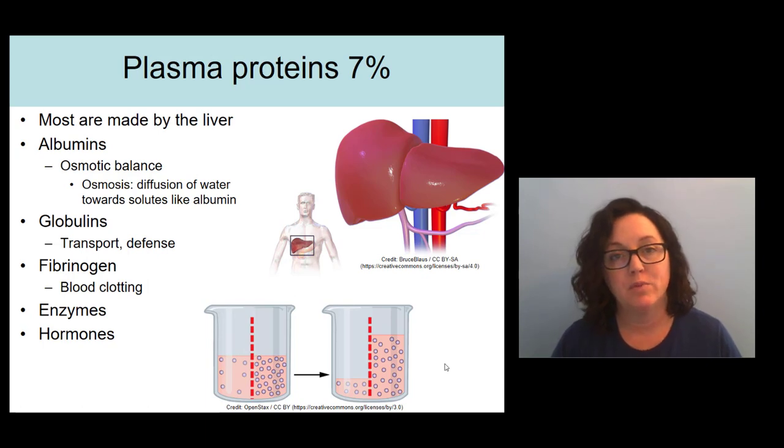Other proteins that we find in blood plasma include enzymes. So enzymes are things that are going to speed up chemical reactions. And hormones. So not all hormones are made out of protein, but some hormones are made out of protein. And these are actually found in the blood plasma.